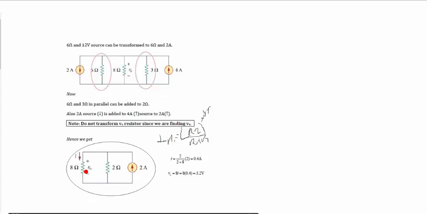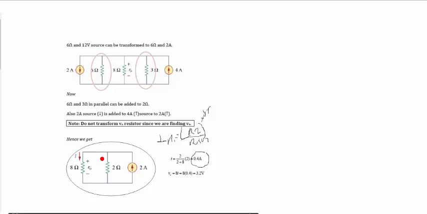In this case, since we are finding the current across the 8 ohm resistor, the 2 ohm resistor will be on top, divided by 2 plus 8, times 2 amps, so this gives you 0.4 amps. Once you have that, you have the resistor and the current, so you can easily find the voltage across the 8 ohm resistor, which is V0. 8 times 0.4 is 3.2 volts. That is the answer that you get.